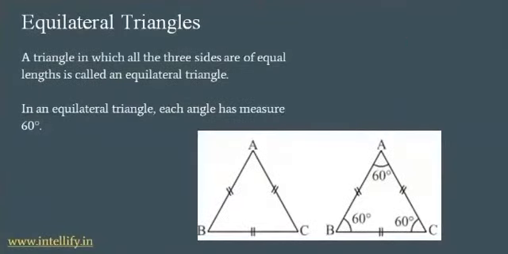So what is an equilateral triangle? It is a triangle in which all the three sides are of equal length and each angle has a measure of 60 degrees. I'll tell you the logic behind this 60-degree angle concept.